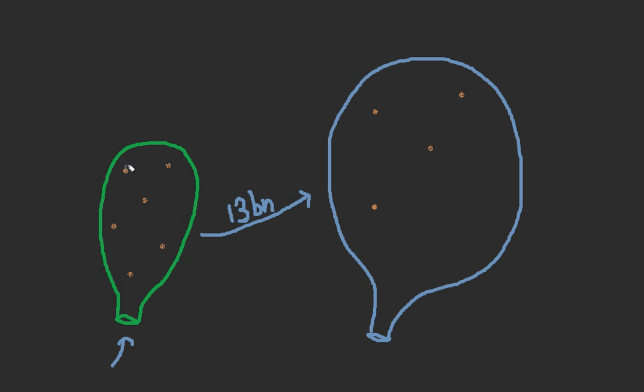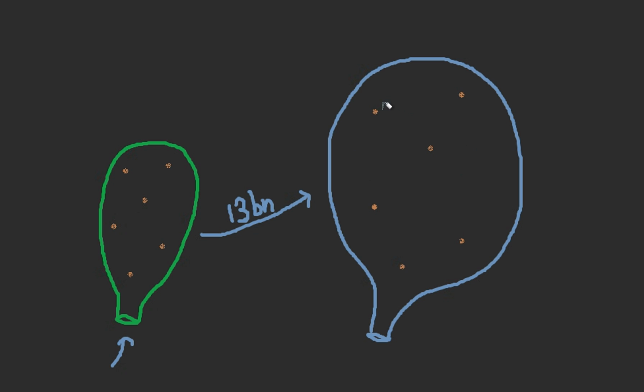This sand grain right here would have moved away from this sand grain, and this sand grain would have moved away from that sand grain, and every single sand grain on the balloon would have moved away from every other sand grain present on the balloon. What this means is that as space is expanding, each and every celestial body present in the universe is going to move away from every other celestial body present in the universe.